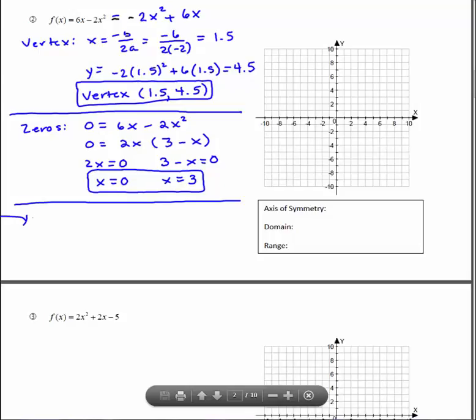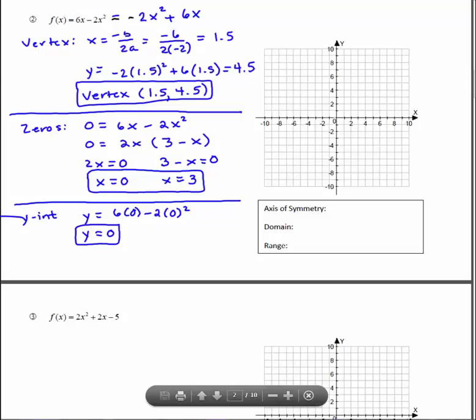Finally, the y-intercept. This is where I put x equal to 0. So y would be 6 times 0 minus 2 times 0 squared, or just y equals 0.